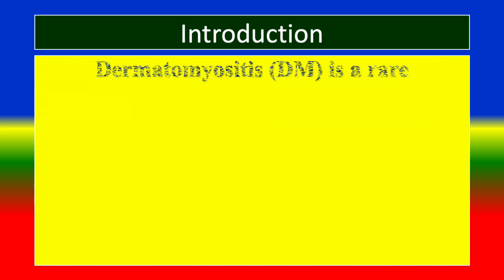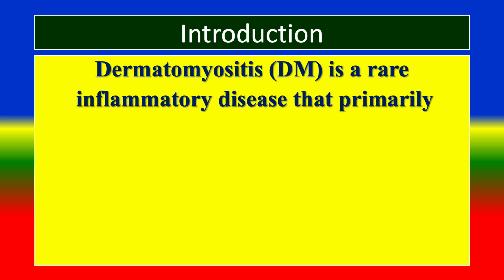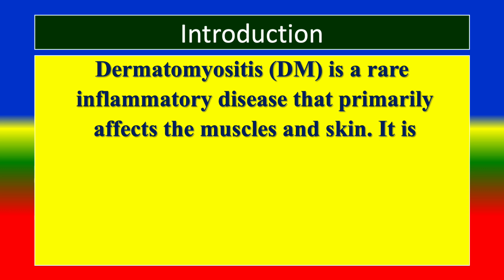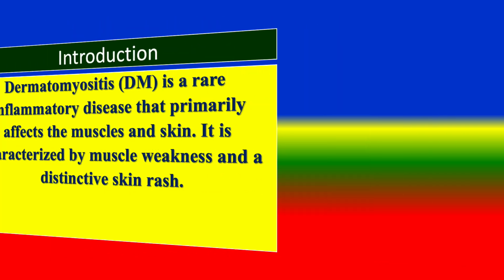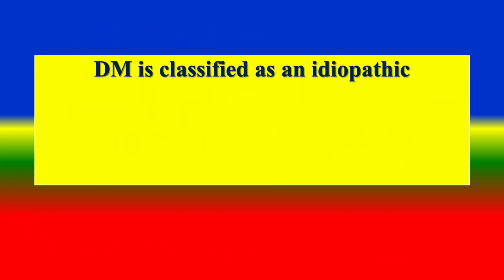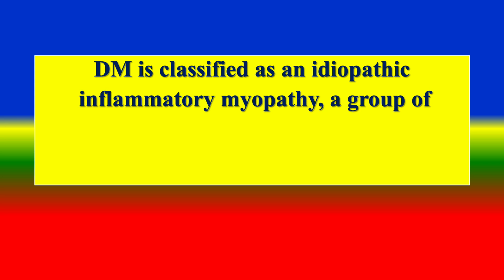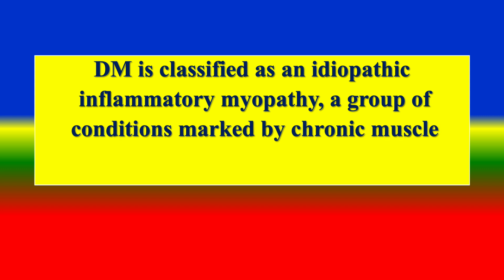Introduction. Dermatomyositis is a rare inflammatory disease that primarily affects the muscles and skin. It is characterized by muscle weakness and a distinctive skin rash. DM is classified as an idiopathic inflammatory myopathy, a group of conditions marked by chronic muscle inflammation.